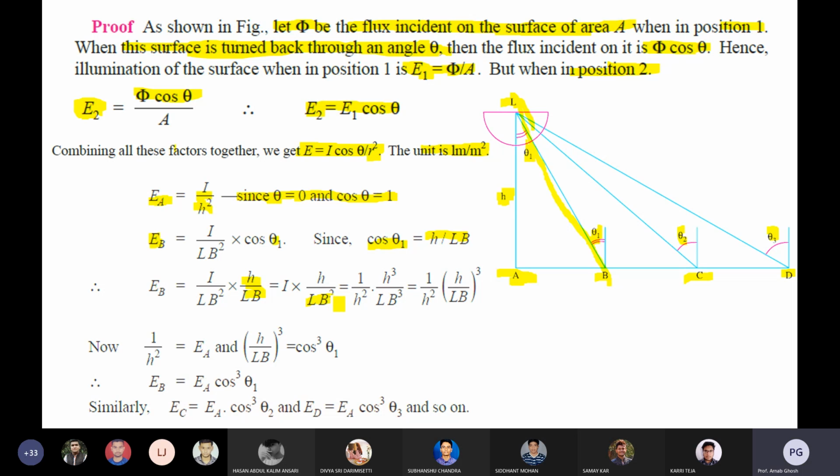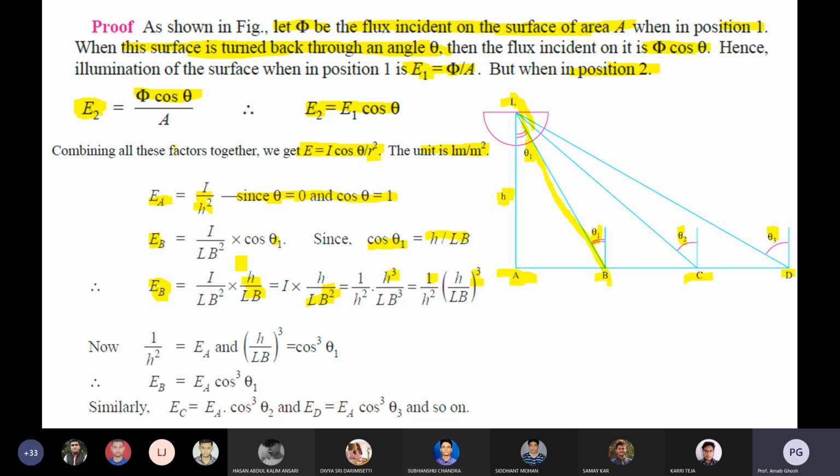Okay, so directly you are replacing that value with LBQ actually. This is the LBQ, some printing mistake is there, so it will be LBQ. Multiply with LB square. So what will be that value? You can also write I by H square into H cube. Directly you can write I by H square into H by LB whole cube. That is your EB. I think you are able to understand EB.